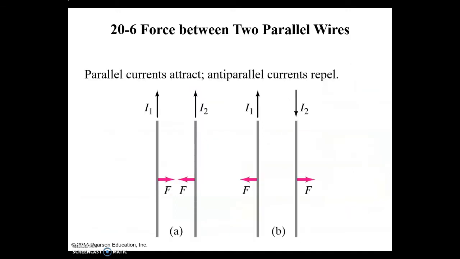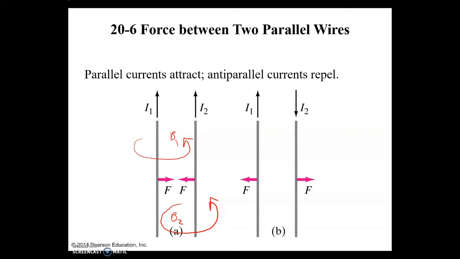So the current around I1 generates a magnetic field, B1, that goes through I2, and I2 generates a magnetic field, B2, that goes through I1. As a result, they're exerting a force on each other, and you would actually see these two wires bend inward towards each other.